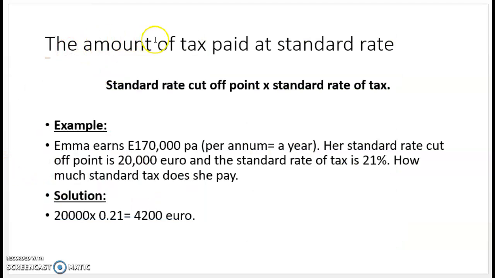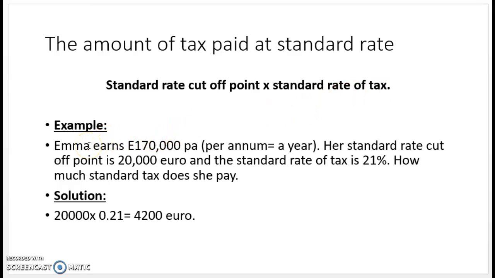So the amount of tax paid at a standard rate. How do you get it? You multiply your standard rate cut-off point by the standard rate of tax. Unless someone earns less than that. If they earn less, well then they pay less.